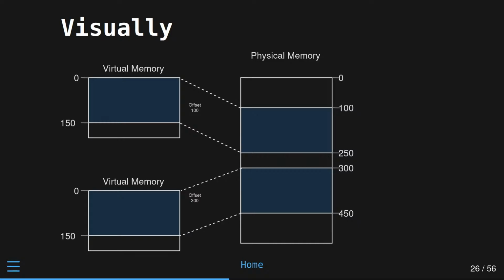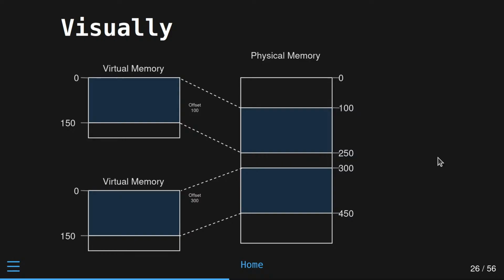Anyways, so what does this look like? I have virtual memory with some offset. What is the offset? 100 in this case. So 0 to 150 maps to 100 to 250. In this case, we have 0 to 150 again. We argue this is the same process because it's using the same amount of memory. This one has an offset of 300, so it starts at 300 and goes to 450.